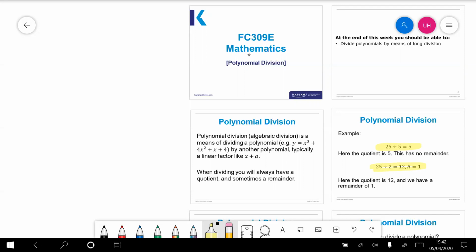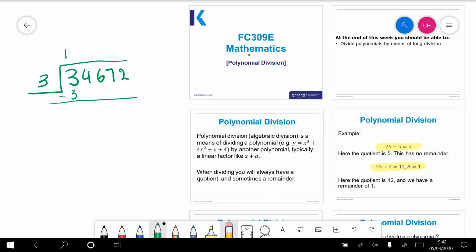What we're going to do is the same way as when we divide numbers. Say we have an example, 34,672 divided by, let's say, 3. So we do the long division in this case. We start with the 3. 3 divided by 3 is 1. 1 times the 3 is 3. We subtract, then that's 0. Then we put the 4 down here.